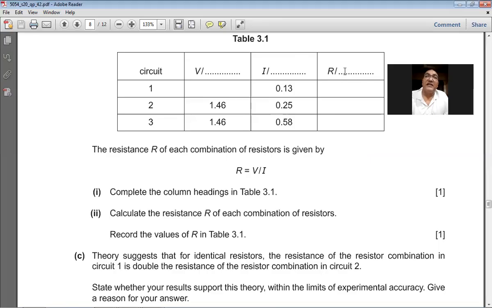Resistance, that will be measured in ohms. So you write an ohm sign here. And then it says calculate the resistance R of each combination of resistors. Record the value of R in the table 3.1. So here I will write 1.48, and you divide the voltage by the current and you get the R value.